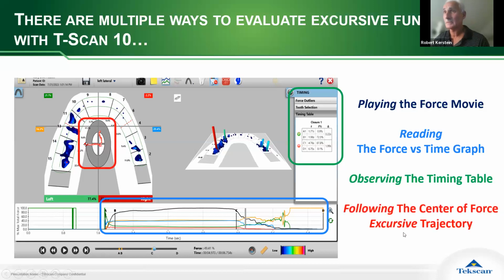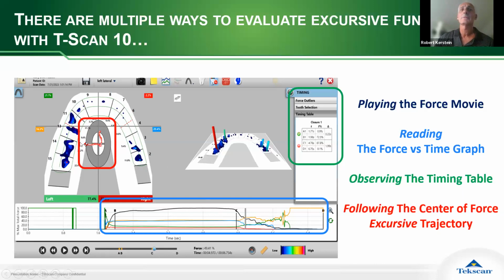And the last way is to follow the center of force excursive trajectory. So the excursive trajectory is separate from the closure trajectory. In this image, this is the closure trajectory. This is where the patient bites down from A to B. From B to C, they stay here in this little circle. And then at C, they move and make an excursion. And this happens to be an excursion to the left.